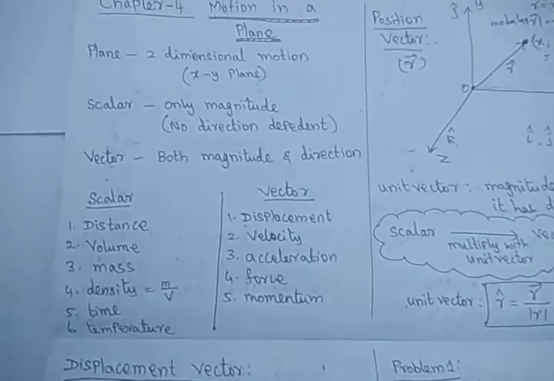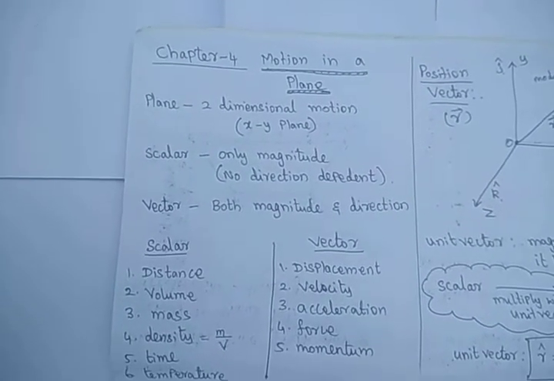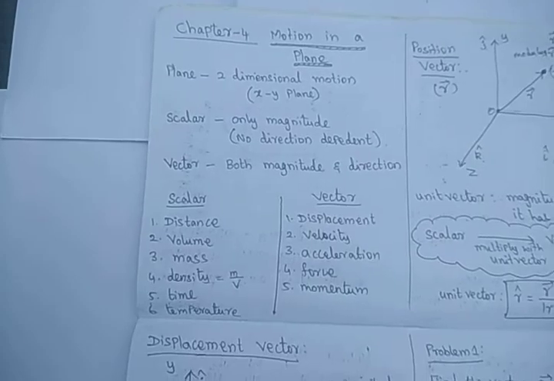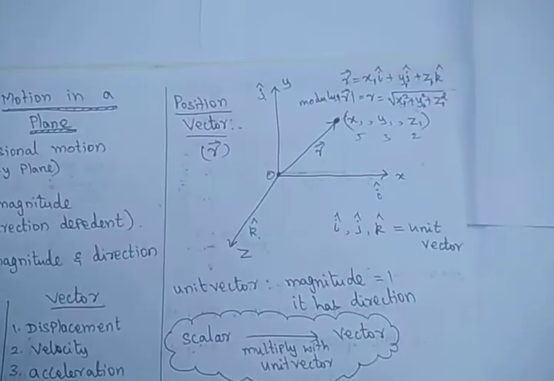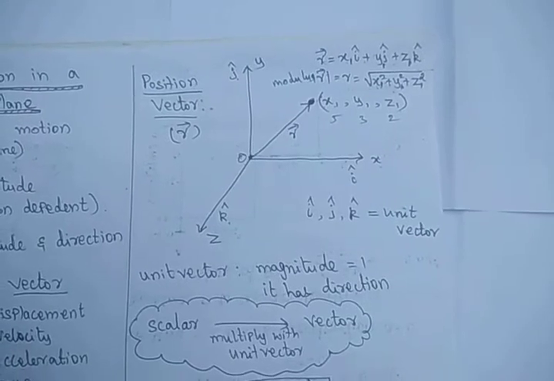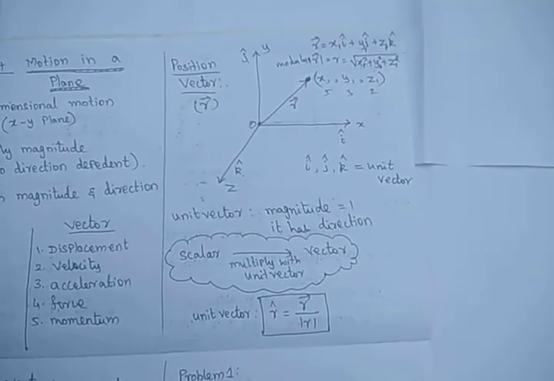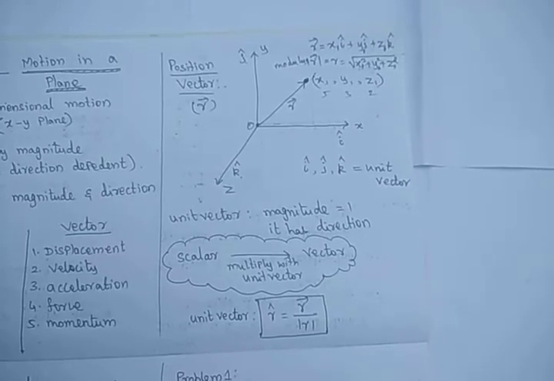Maths is the queen of science. With the help of mathematics only, we are able to understand physics clearly. By using vector algebra, it is very easy for us to understand the position of the body as well as the displacement of the body at any time.